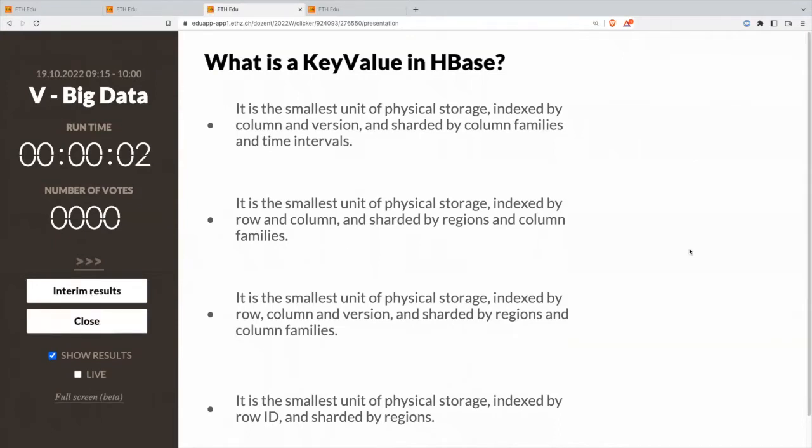You know, we see key values all over the place in this course, but in particular, in HBase, at the physical level, we also saw key values again. So what are the key values in HBase? Is a key value the smallest unit of physical storage indexed by column and version and sharded by column families and time intervals? Is it the smallest unit of physical storage indexed by row and column, sharded by regions, column families? Is it the smallest unit of physical storage indexed by row, column, version, sharded by regions and column families? Or is it the smallest unit of physical storage indexed by row ID and sharded by regions?